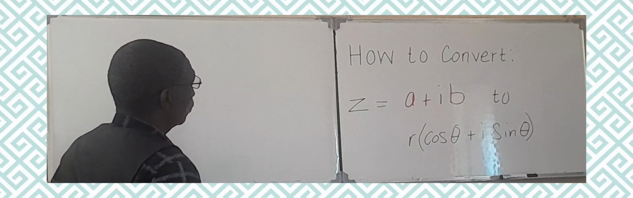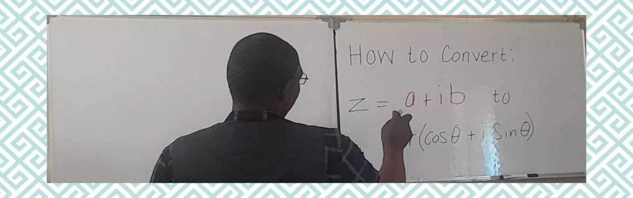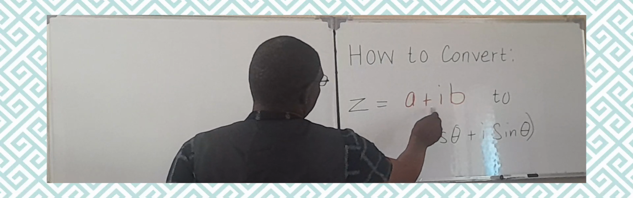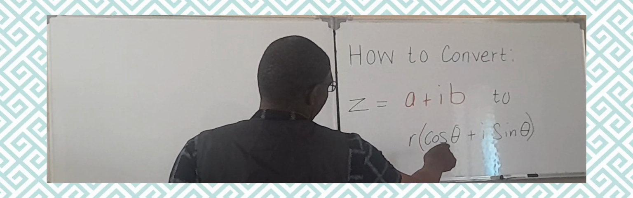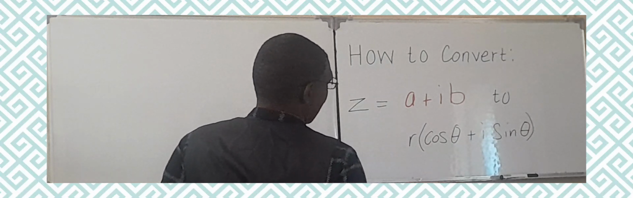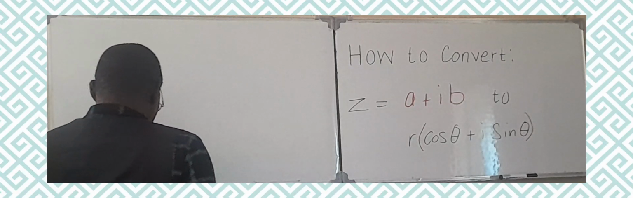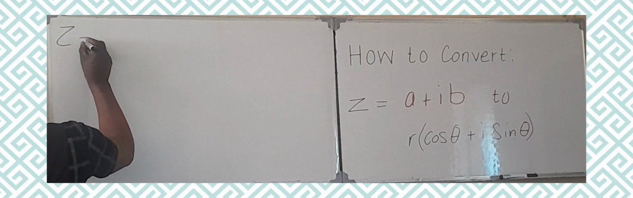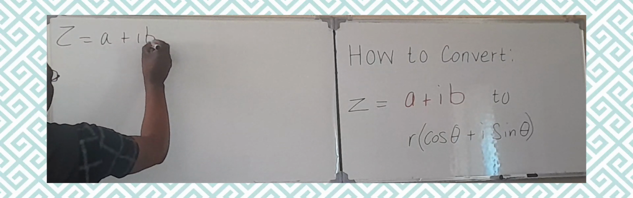Today in this video we want to look at how to convert a complex number from the standard form or the rectangular form z is equal to a plus ib into the polar form r brackets cos of theta plus i sine of theta. This is certainly not a complicated exercise, and it's a very short video. But let's start off by writing our z here. z is equal to a plus ib.